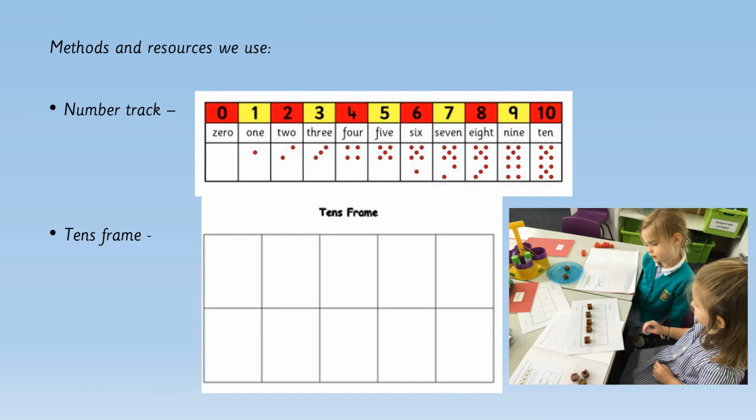Methods and resources that we use. So in Year 1 we use number tracks, we could call them number lines. So we use these to count forwards and backwards. The children will have used these in Reception. Also tens frames that we're using this week. So these are used for counting and help form the basis for understanding of place value in the future. We always tell the children to fill their tens frame, the top row first. That's one thing they need to remember.